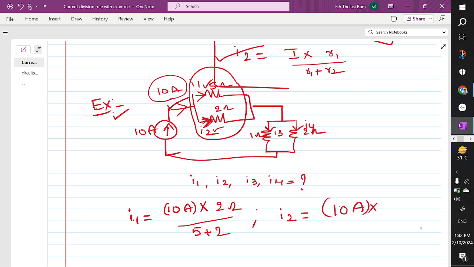multiplied with. So in this branch we require the current. What is the branch in parallel to the I2 resistor? It is nothing but 5 ohm. So multiplied with 5 ohm divided by, so what are the two resistors which are connected in parallel? Which is nothing but 5 plus 2. So when you perform the calculation for this, you are going to get 2.87 amperes. This you are going to get as 7.14 amperes. So coming to the next part of finding out I3 and I4.